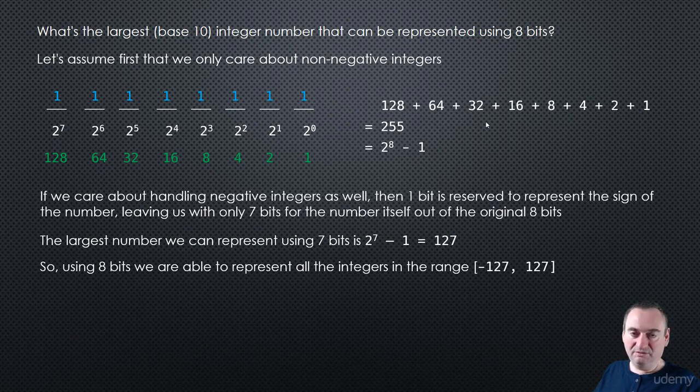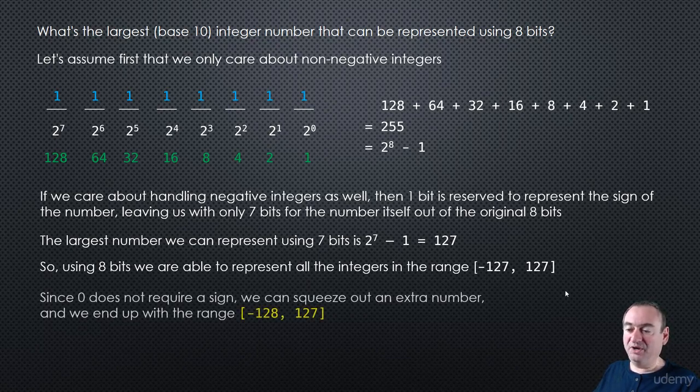Here, if we only cared about positive numbers, we were able to represent numbers in the range 0 to 255. Now, 0 itself doesn't have a sign. It's neither really positive nor negative, right? It's not considered negative, and it's not considered positive either. So we can actually squeeze out an extra number in this range because we don't need 2 slots in this range to represent 0. And usually the way the numbers are encoded is that it gets added at the bottom. So now we can reach from minus 128 to 127.